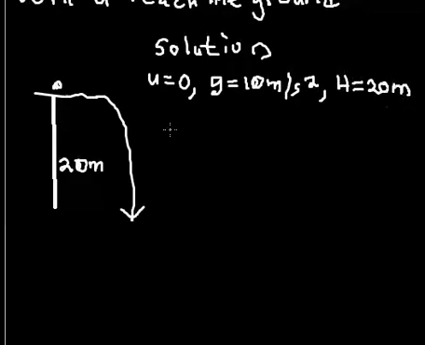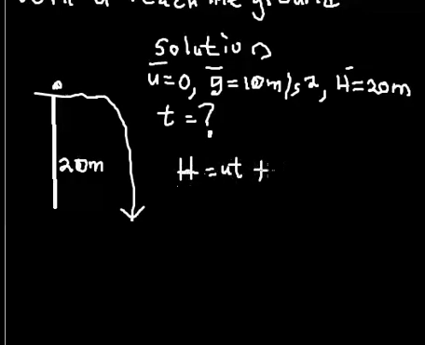Then what do we have? We are looking for the time to reach the ground. So which equation carries this? That is the second equation. h is equal to ut. Then what am I using, plus or minus? This time I use plus, downward. For gravity, h is equal to ut plus half gt squared.